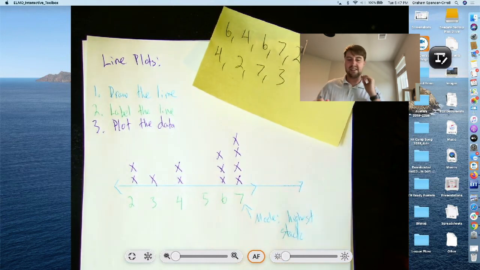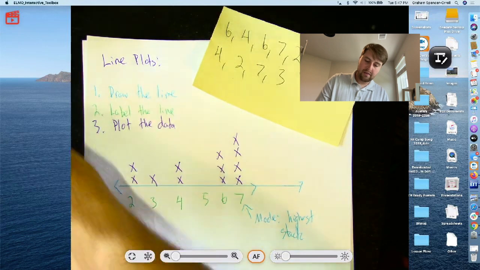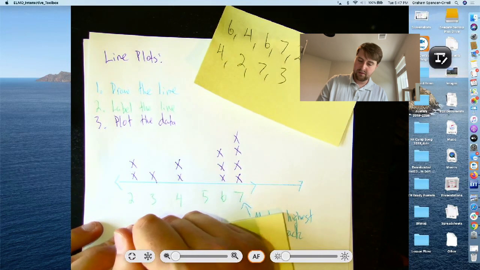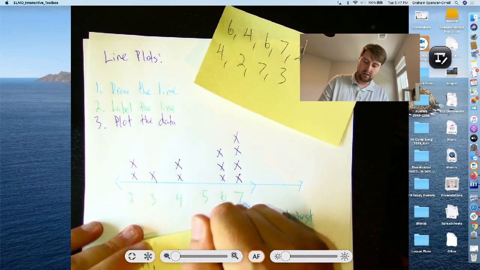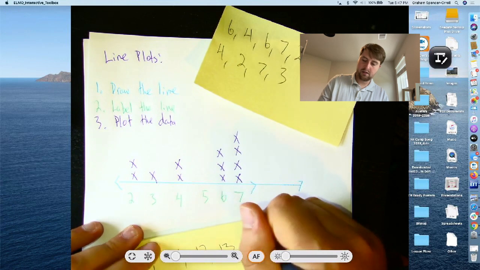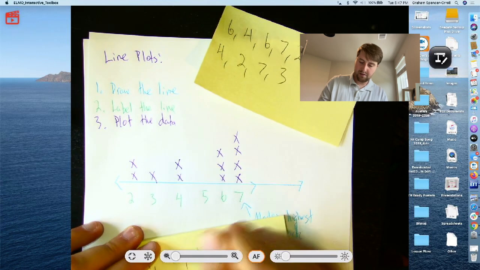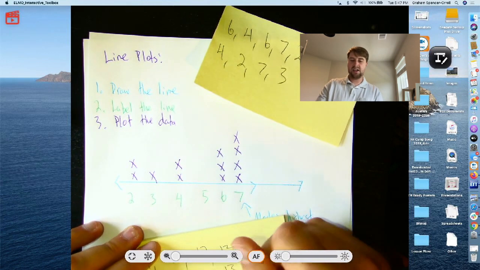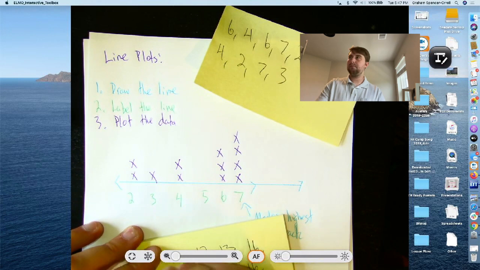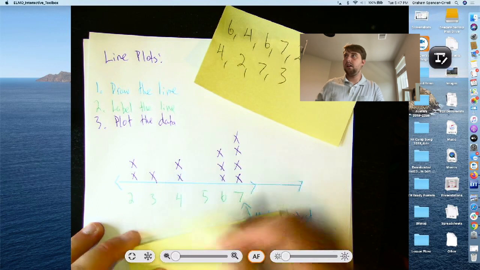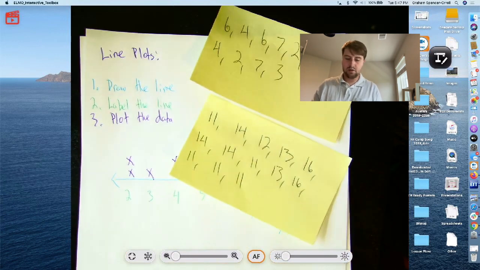You could do it with any set of data. In fact, we can give us another set. I'll make it up real fast. Let's go 11, 14, 12, 13, 15, 16, 14, 14, 11, 13, 16, 11, 11, 11. All right, there's a set of data. We're gonna go through our same three steps with this second set of data. All right. Our first step is going to be to draw the line.